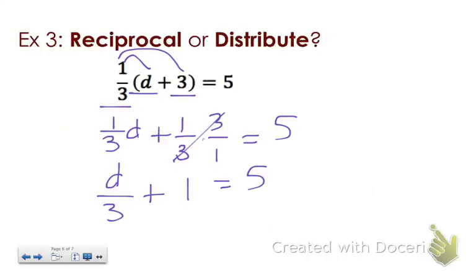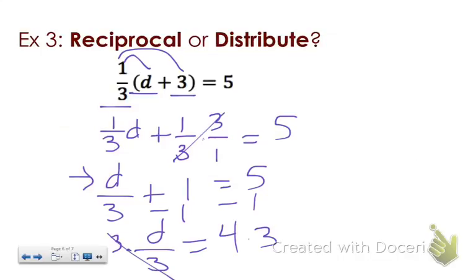And again, to get into this variable, we have to subtract 1 first. You end up with d over 3 equals 4. And then because we're dividing, we have to multiply by 3 on both sides. And so d equals 12. And again, you should always plug that back in and make sure.